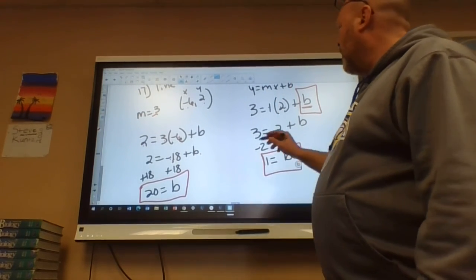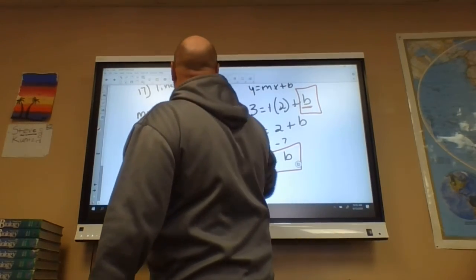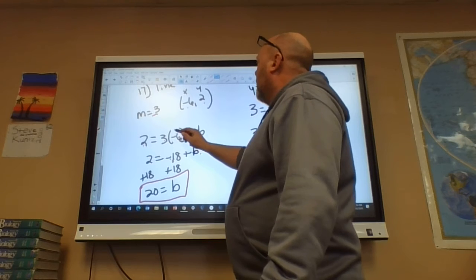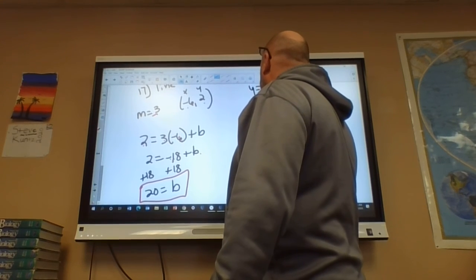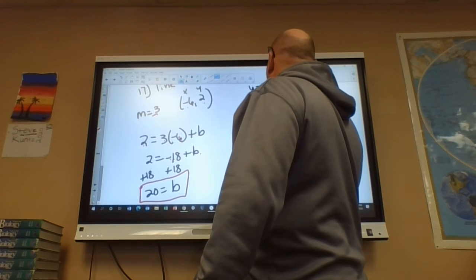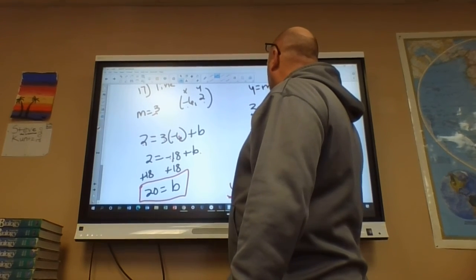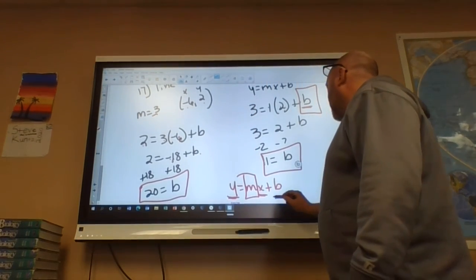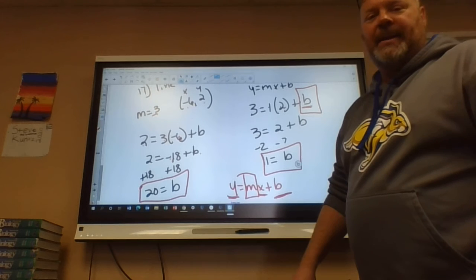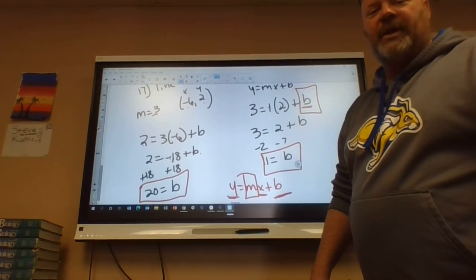So you're just using these numbers and putting them in this equation. y equals mx plus b. This is where your x goes, this is where your y goes, and this is where your slope goes. And then you're just solving for this b every time. So you just write out the equation.